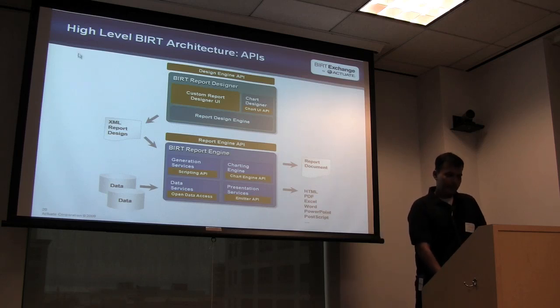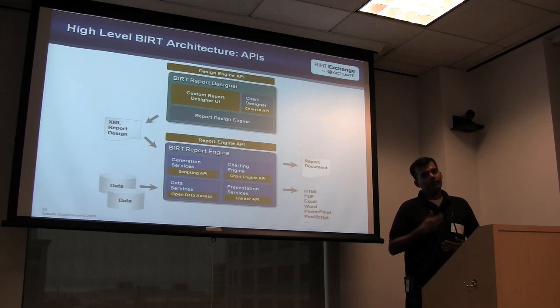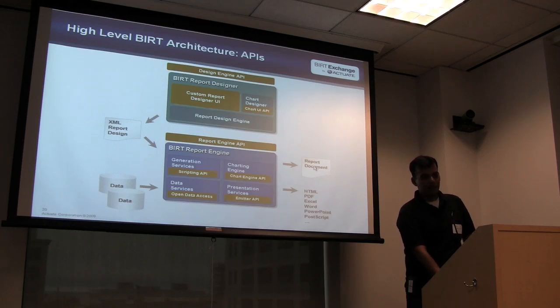Once you create your XML report design, then you have the report engine API. Now this is the runtime API. So you can customize the runtime to do what you want. You can use this API to call the BIRT engine and do the functions that you want. For example, if you want to generate a report document, you can do that. Or if you want to just straight away generate a report in HTML, PDF, Excel, or Word, you can use that.